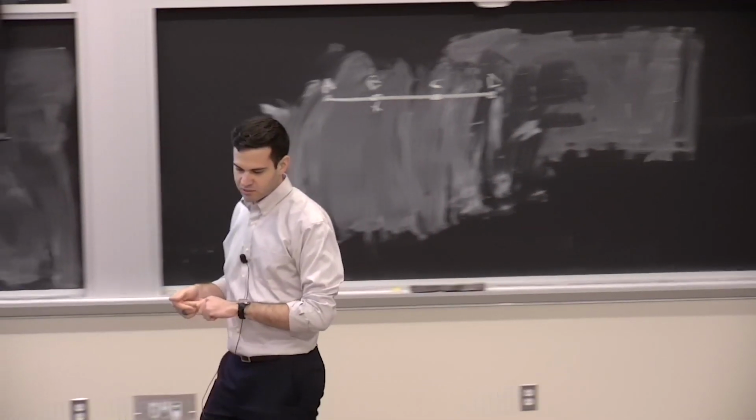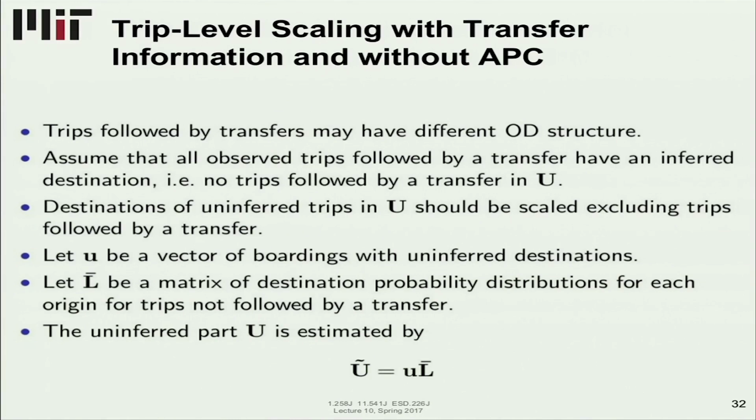So what we want to do is produce a destination probability matrix from the portion of I that we inferred that was not followed by a transfer.